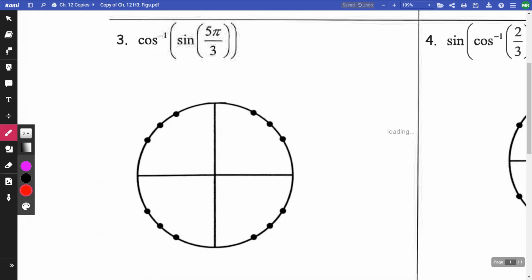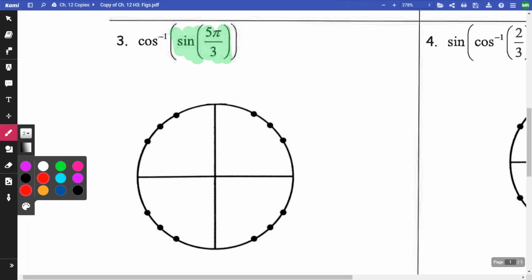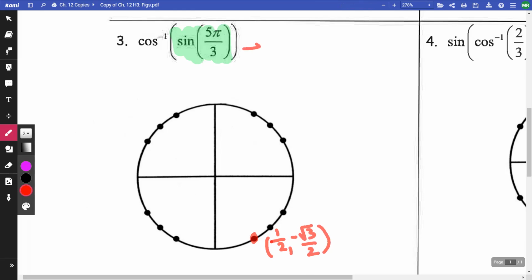On number 3, I'm going to start from the inside out. So first off, I want to find the sine of 5 pi thirds. This is just sine, it's not sine inverse. So 5 pi thirds is going to be down here, and this is at 1/2 comma negative root 3 halves. So what I want is cosine inverse of a negative root 3 halves, because that is what the sine is there.